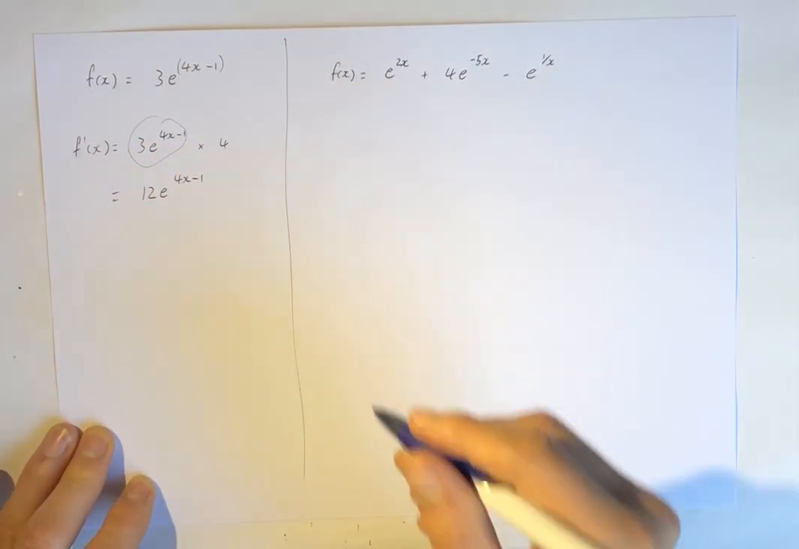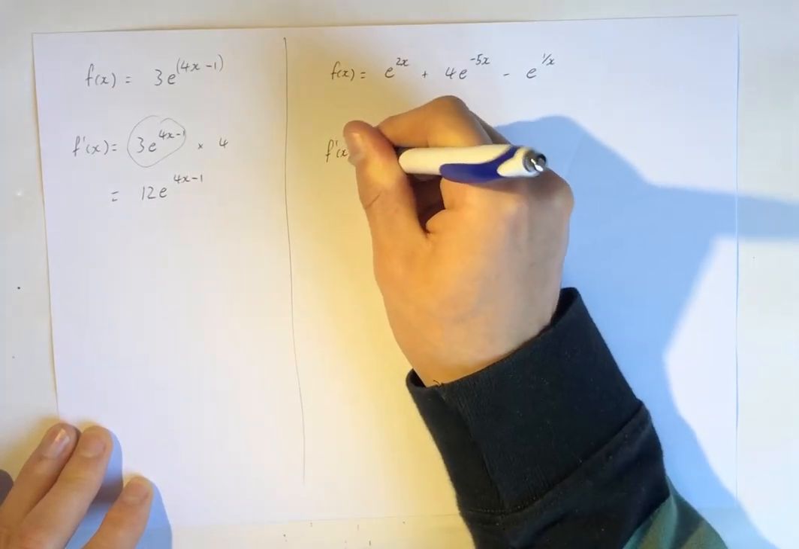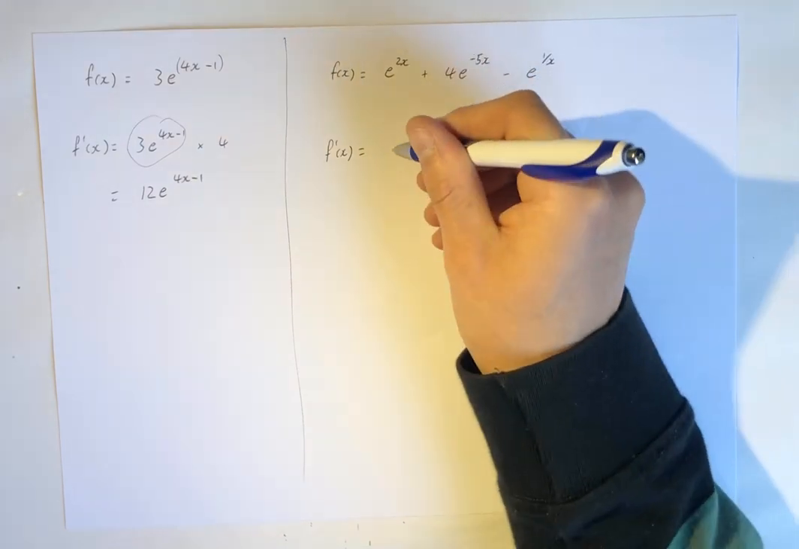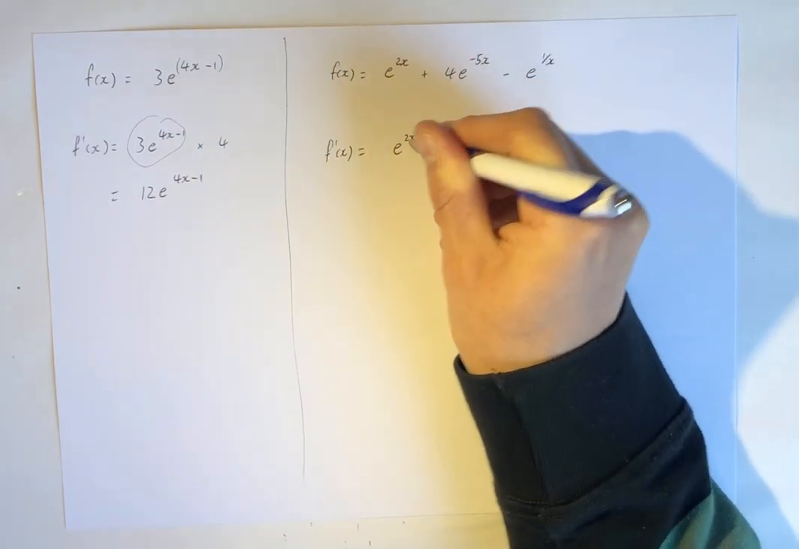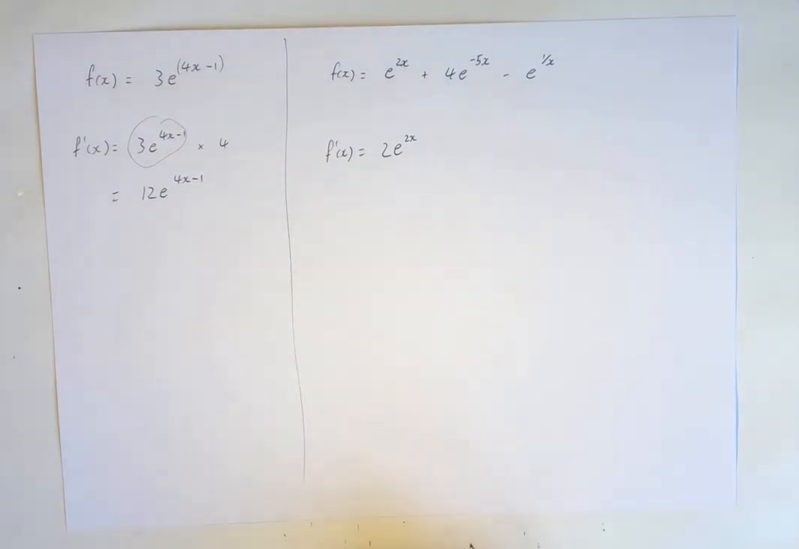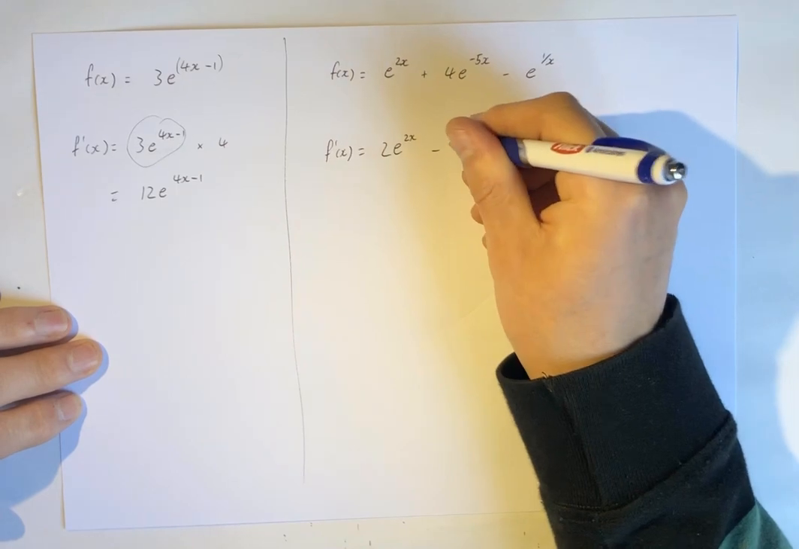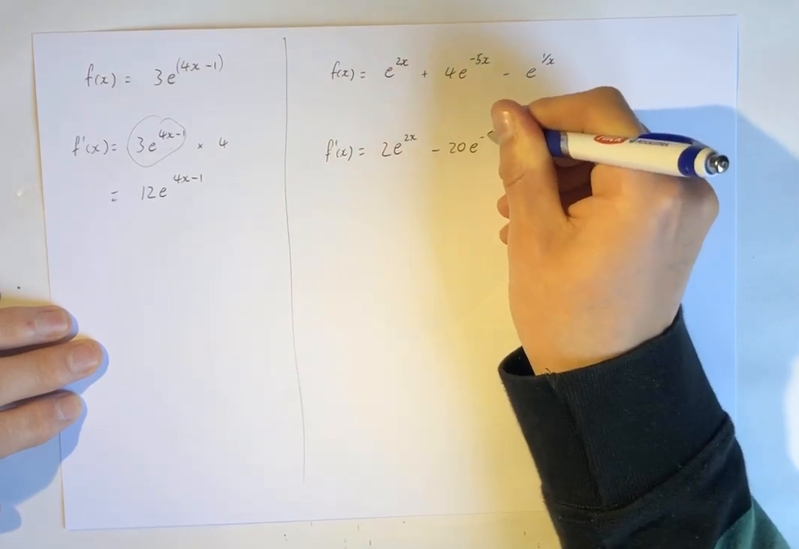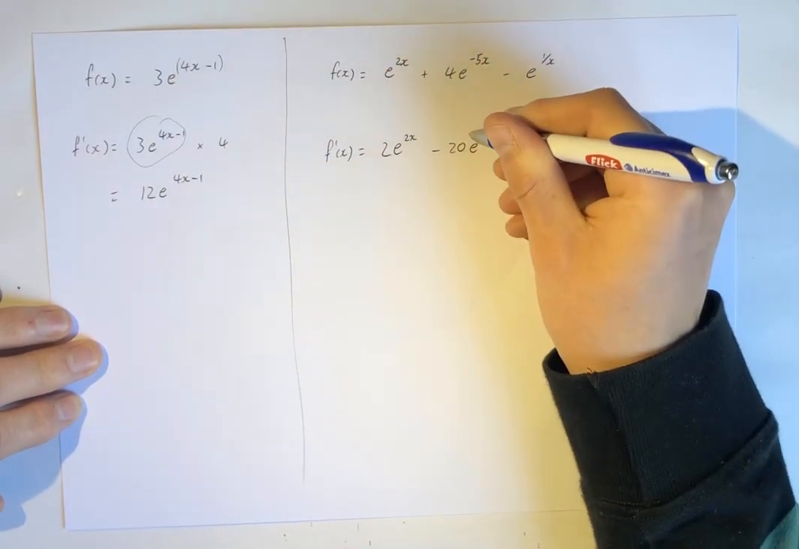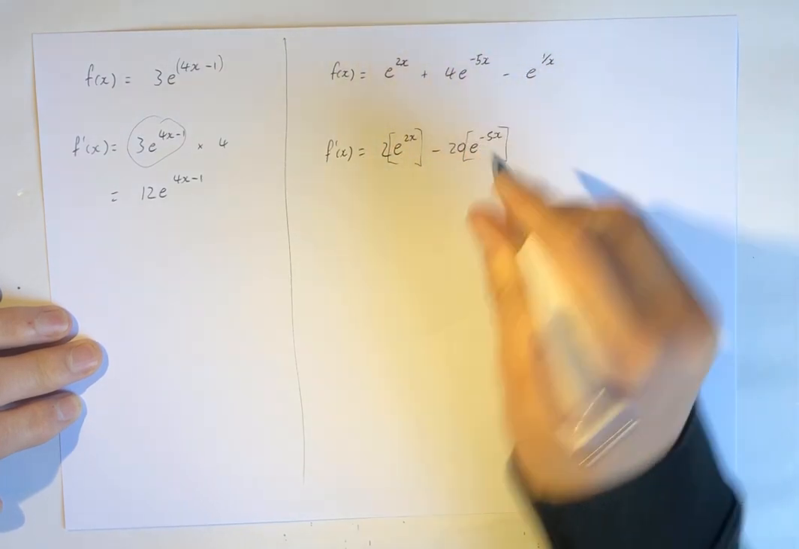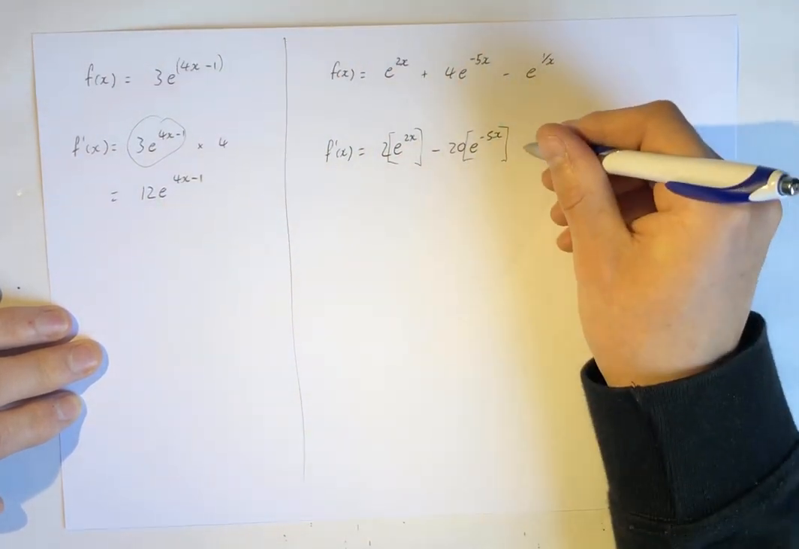So let's have a look at this one. F prime of x, well, it is its own derivative, but we times by the derivative of the inside function. We have to times by the 2. Yes, it is its own derivative, but we have to times by the -5. So the actual e part doesn't change, but we still have to apply the chain rule, still have to times by the derivative of the inside function.